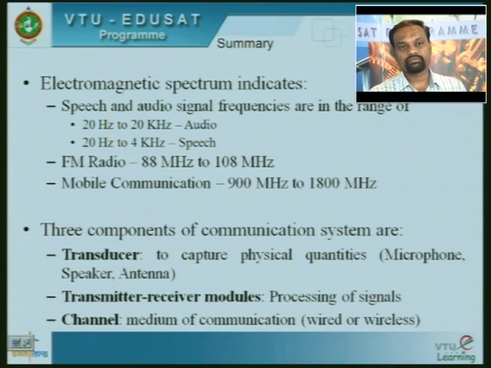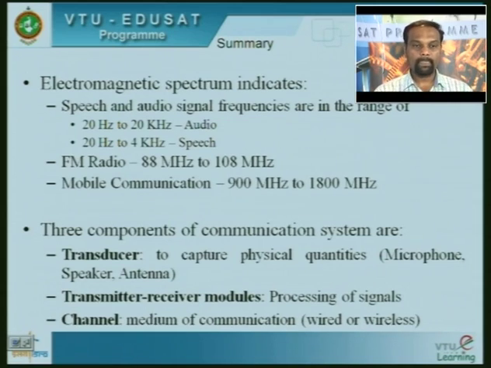Okay. Let us summarize. The summary of the process that we just understood from the previous discussion is: speech signal is between 20 Hertz to 4 kilohertz, and audio signal is between 20 Hertz to 20 kilohertz. These are all important factors. Then your FM radio operates at a frequency of 88 megahertz to 108 megahertz, and your mobile communication is basically 900 megahertz to 1800 megahertz. So let us remember these frequency components.